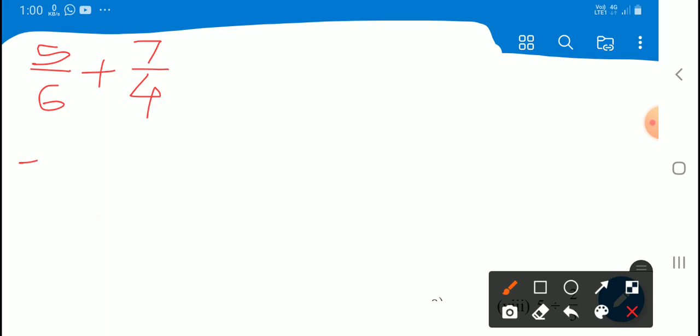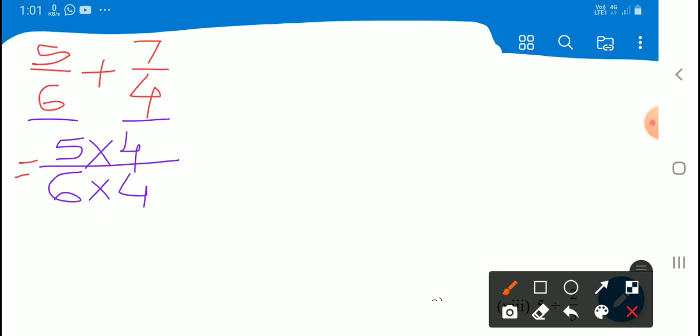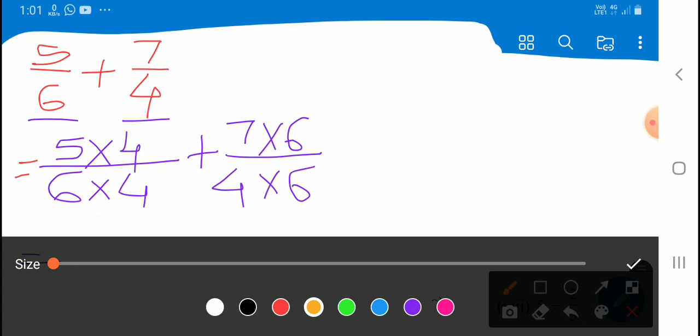Already you have studied this, but again we will see. So here the denominators are not equal. So first of all you have to convert these fractions into equal denominators. So what we have to do? 5 upon 6 multiplied by the denominator of the second fraction. In the middle I will give a plus sign. Then 7 upon 4 multiplied by the denominator of the first fraction. The next step is multiply and write the answers.